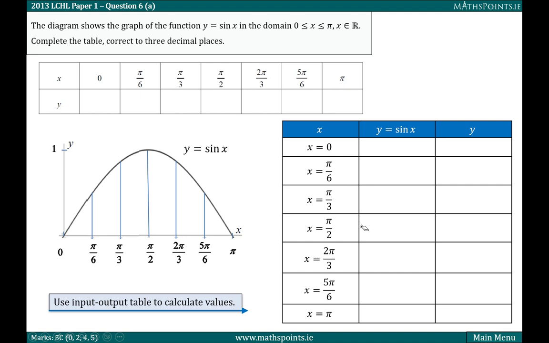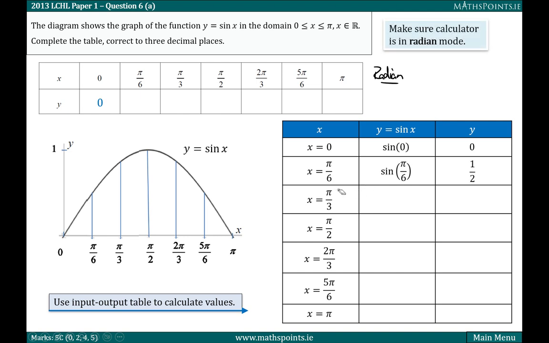So if we first fill out a table to figure out what the heights are, well, the sine of 0 is equal to 0. And make sure your calculator is in radian mode when we're putting in these measurements. So the sine of 0 is 0. The sine of pi over 6 is a half. The sine of pi over 3 is root 3 over 2. Now, as a decimal, because that's what we were asked for, we get 0.866. But if we look up our formula and tables book, we can see that the sine of pi over 3 is root 3 over 2 as a nice surd.